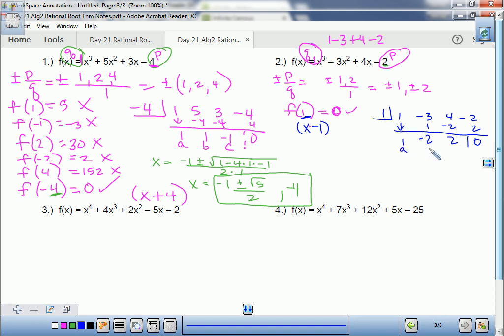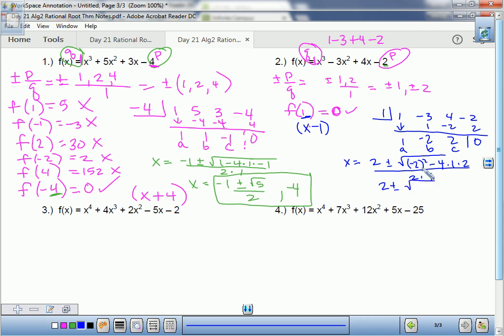So this is my A, this is my B, this is my C. So negative B becomes a positive 2. The opposite of B becomes a positive 2. Plus or minus the square root of B squared. If you are using your calculator, that negative 2 has to go in parentheses. Minus 4 times 1 times 2. All over 2 times 1.